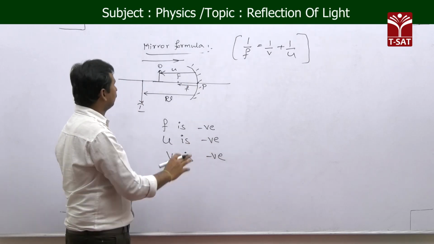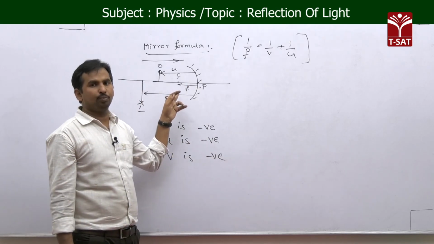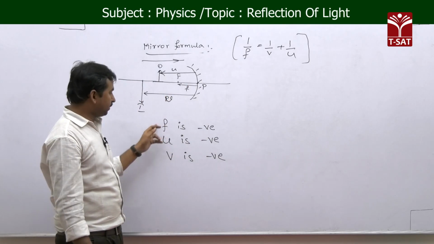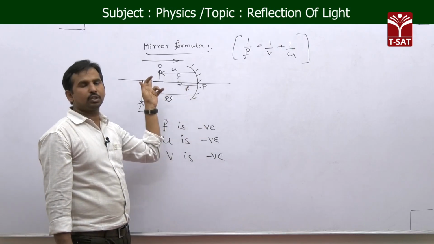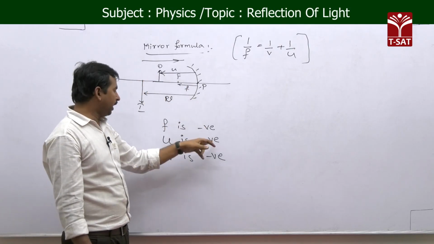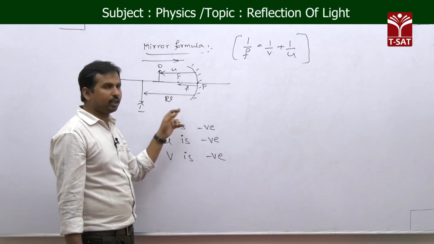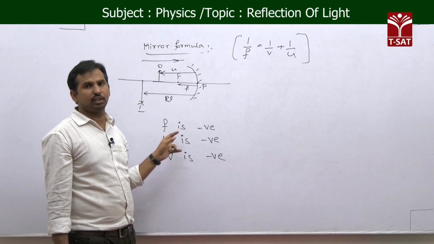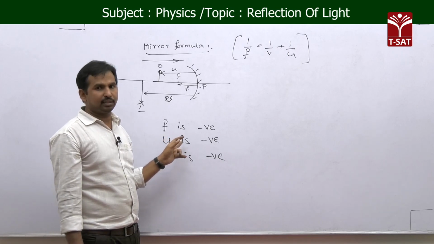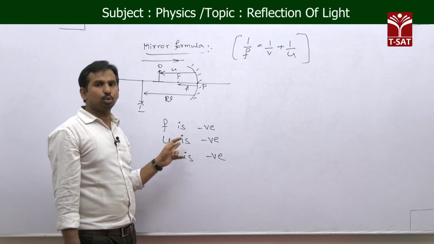These are the sign conventions for the case of a concave mirror. f is negative because we are measuring opposite to the incident light ray direction, and u is negative, which is also measured opposite to the direction. v is also negative because the distance measured is in the opposite direction of the incident light ray. That is rule 2.